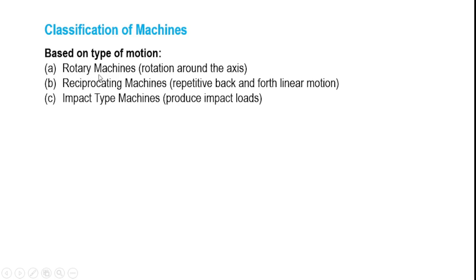For example, we have rotary machines. As the term suggests, here the machines essentially generate a rotary motion, or a rotation around the axis. Then we have the reciprocating machines, wherein the motion is essentially a repetitive back and forth linear motion. And in some cases, instead of back and forth, it can be up and down as well. Then we have impact type machines, and basically, these machines produce impact loads. So remember, this classification is strictly based on the type of motions these machines generate during their operation.